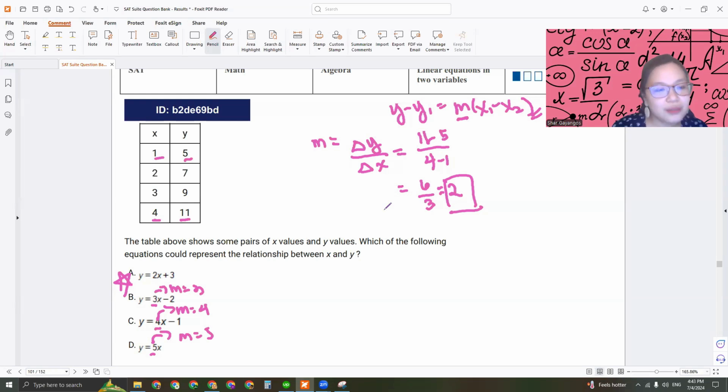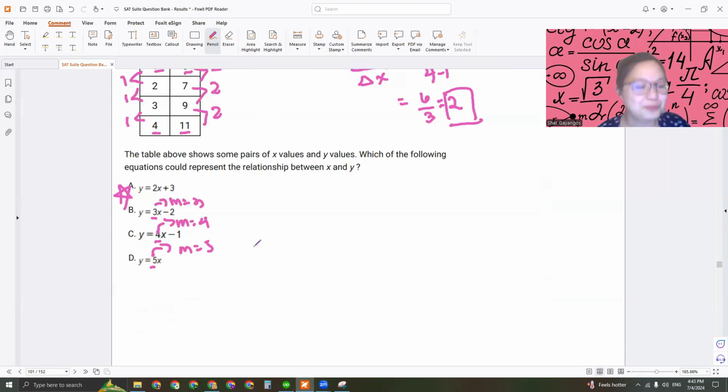We can also double check this by simply inspecting, right? These all differ by 2, and this side here all differs by 1, so the slope will always be 2. So we're sure that it is A.